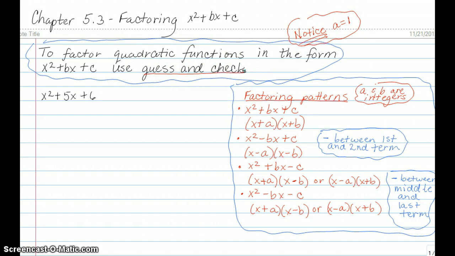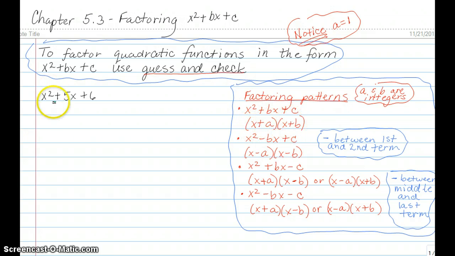So the first problem we're going to look at is x squared plus 5x plus 6. But before we do that, let's focus on these factoring patterns. There are 4 different ones. And a and b are simply integers in these problems. They could be something other than integers, but for our purposes, we're going to be using integers. So if we have x squared plus bx plus c, such as we do here with this x squared plus 5x plus 6, we're going to use this factoring pattern.